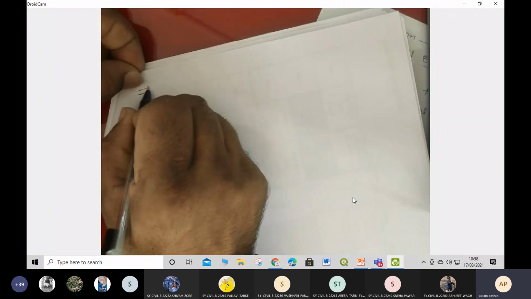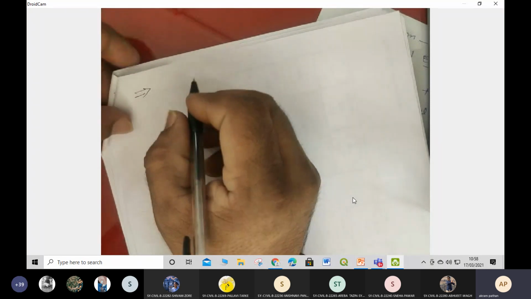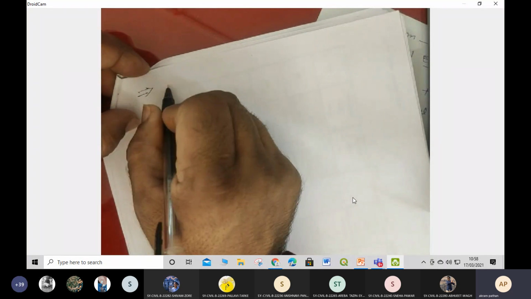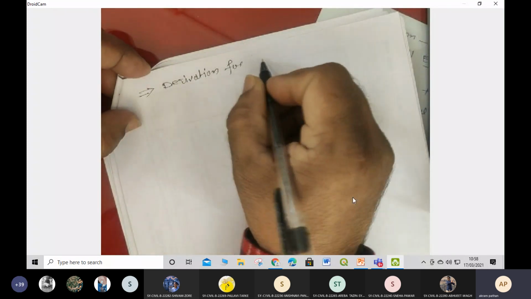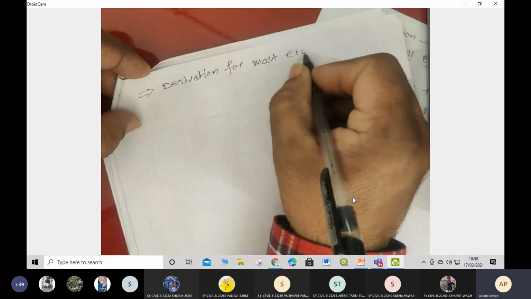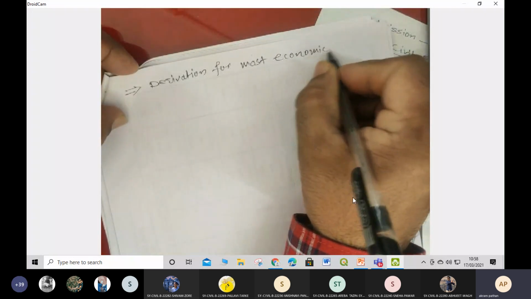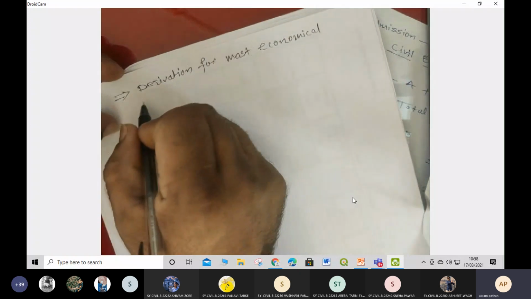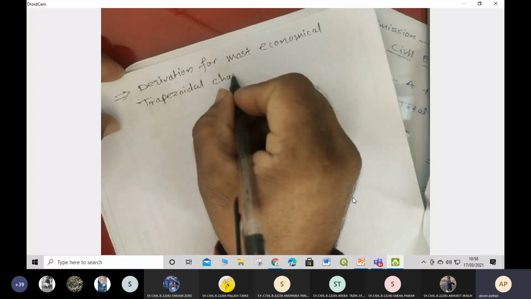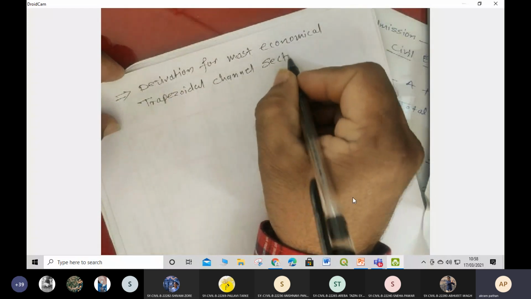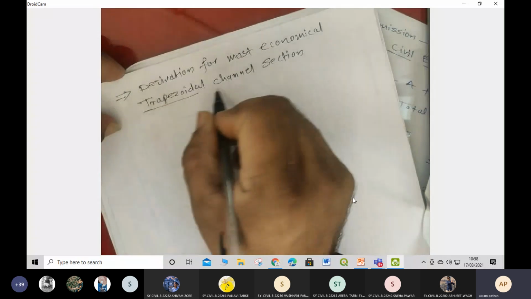So I am going to start the derivation as well. Derive an expression for most economical trapezoidal channel sections. So derivation for most economical trapezoidal channel section. So our channel section is trapezoidal.